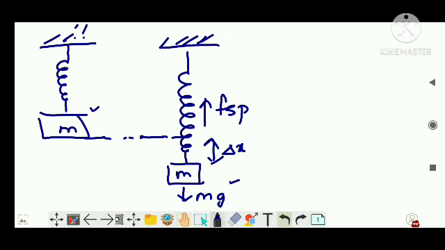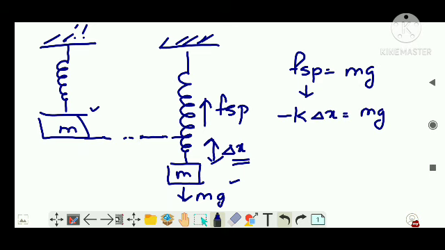Now that means from the figure I can say at equilibrium FSP is equal to Mg. What is the equation for FSP? That is minus K delta x, where delta x is the elongation. So minus K delta x is equal to Mg, or I can write delta x is equal to mg by K. Obviously there is a minus because it shows that the extension is in downward direction, right?